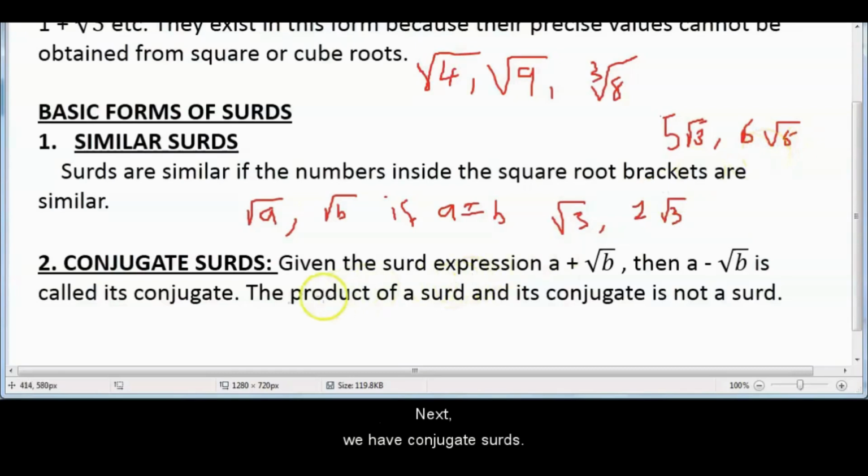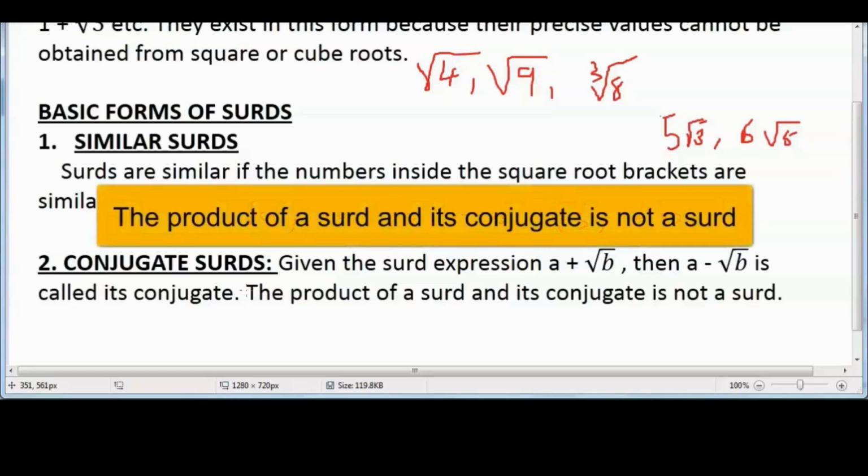Next we have conjugate surds. Given the surd expression A plus root B, then A minus root B is called its conjugate. The product of a surd and its conjugate is not a surd.